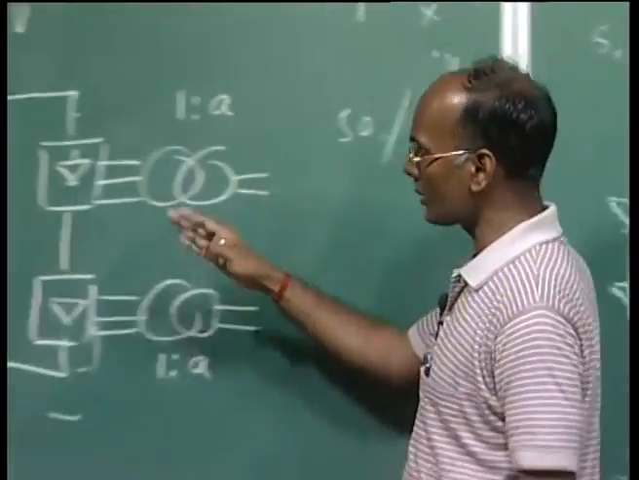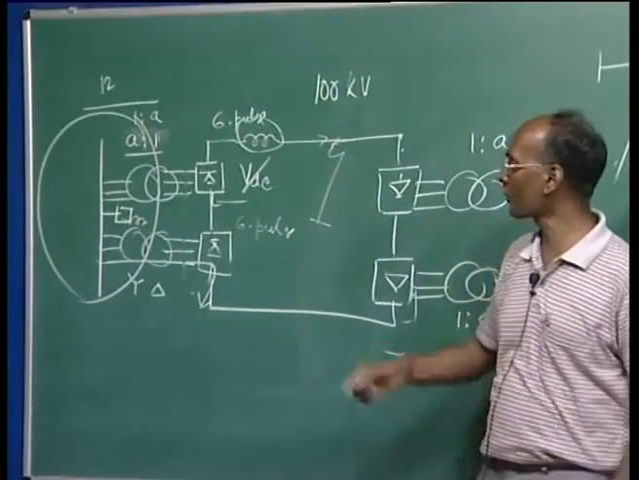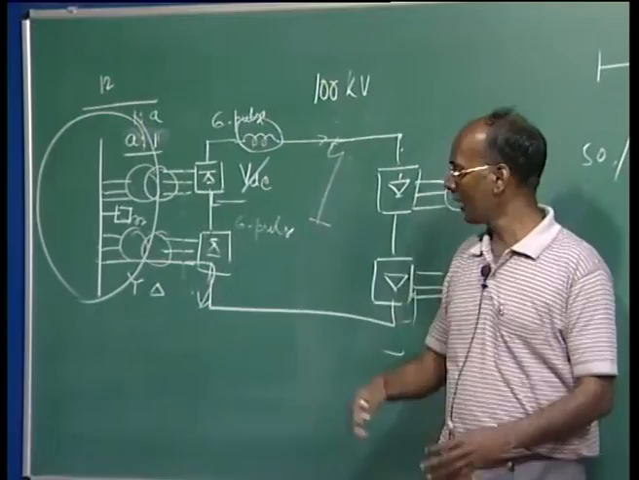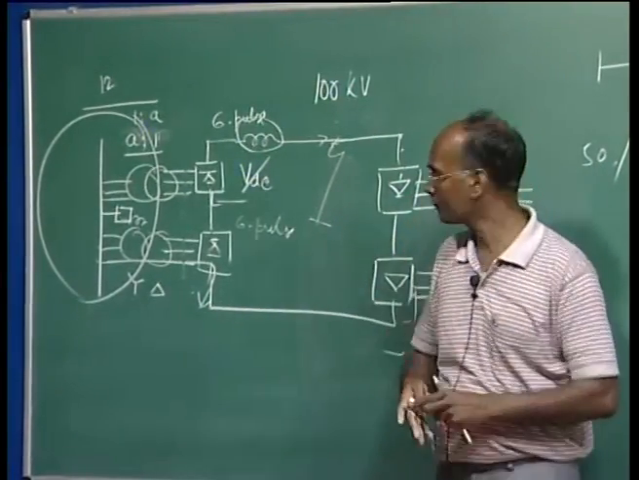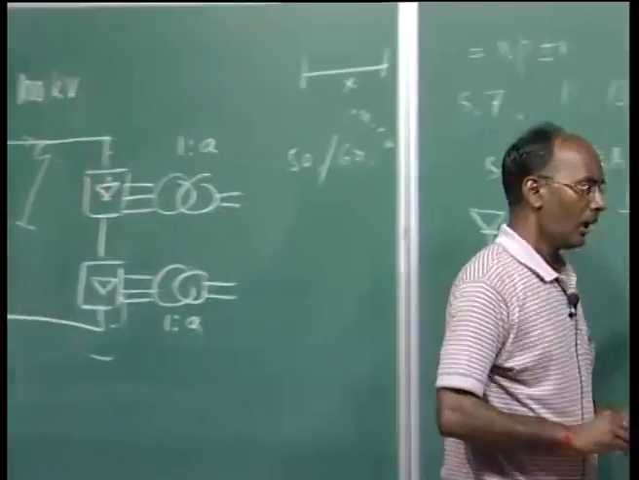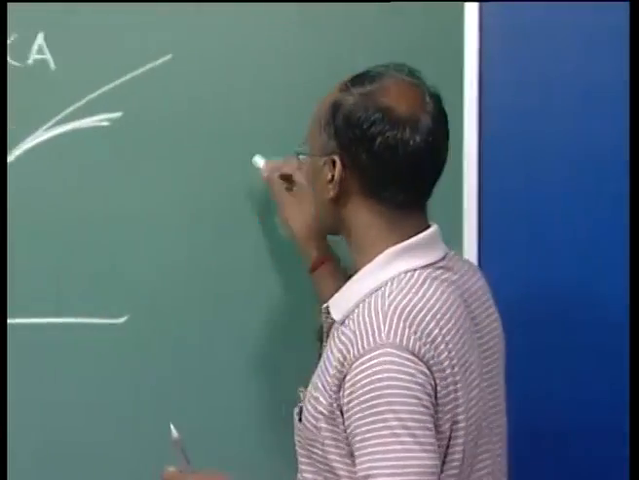So the design should be almost the same, we only have to see how many conductors are required. If you are using bipole operation, then two conductors will be going. If it is a monopolar operation, you require only one conductor. And even if you go for homopolar, you require two conductors and they go on the same tower.